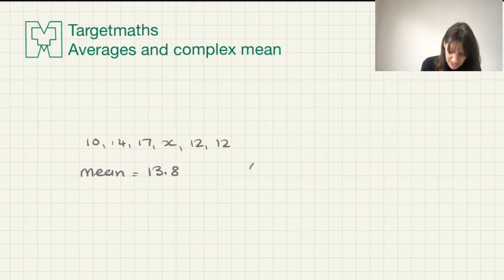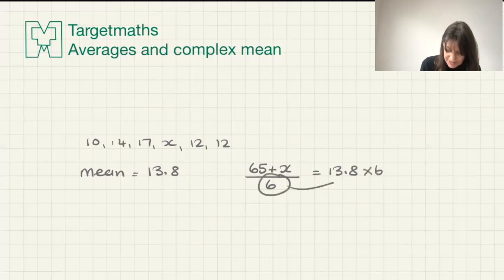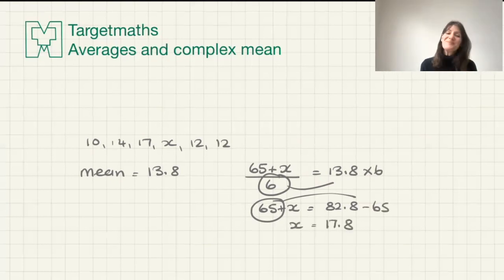Okay, so add them all up. I've got 65 plus the x, the value I don't know yet. This time we're dividing by 6, and it should equal 13.8. So to get x on its own, times through by 6. 65 plus x is equal to 82.8. And then take off that 65, and x is equal to 17.8. So hopefully that went well.